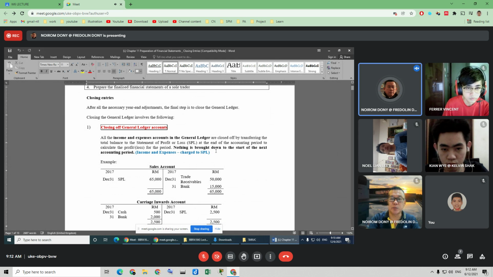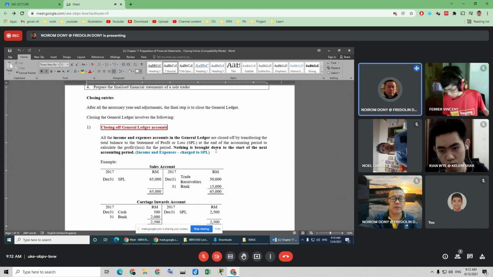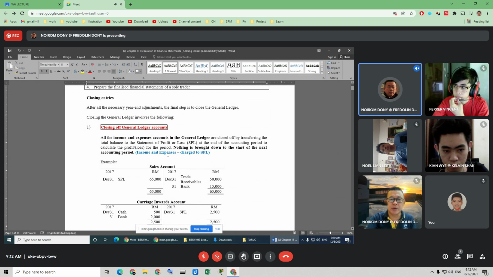So we want to measure the performance of the business. Nothing is brought down to the start of the next accounting period, meaning we don't treat it like an asset that we bring forward to the following period. The only figure is the difference between revenue and expenses, and we only have one figure, known as profit. This is what we carry forward or record into the equity. So income and expenses only. Remember that income and revenue are the same. They will be charged to SPL, the statement of profit or loss.